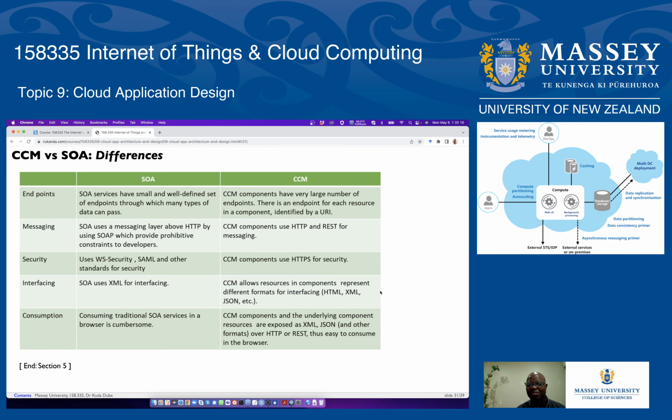In terms of security, service-oriented architecture has web service security and certain standards like SAML, and other security standards, right? But CCM only uses HTTPS for security, just the basics. It's lightweight. Whereas, of course, the other one can still use HTTPS, but it has other levels of security.